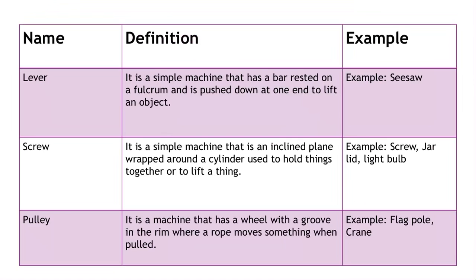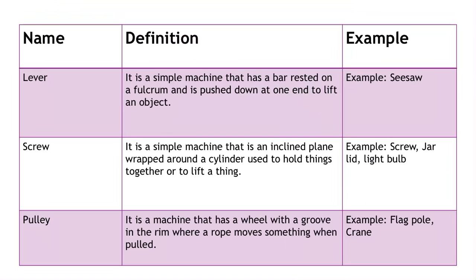Screw, it is a simple machine that is an inclined plane wrapped around a cylinder used to hold things together or to lift a thing. For example, a light bulb. A light bulb is fitted in a holder so we can light the bulb. So the process that a ring is called screw. The ring that is used to hold things together, tighten them.